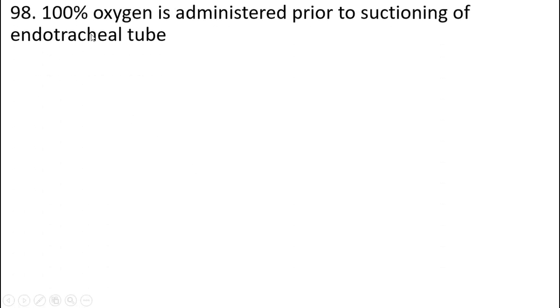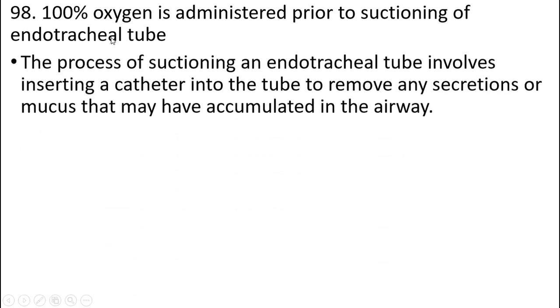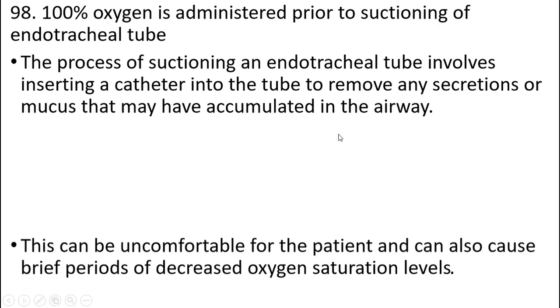Next question: 100% oxygen is administered prior to suctioning of the endotracheal tube. The process of suctioning an endotracheal tube involves inserting a catheter into the tube to remove any secretions or mucus that may have accumulated in the airway.